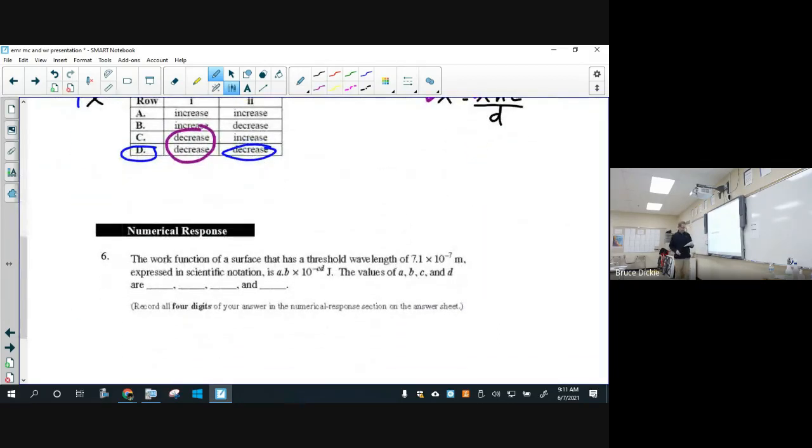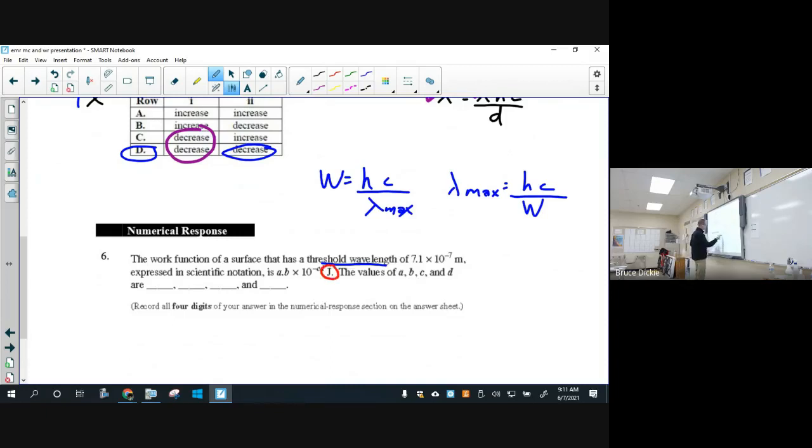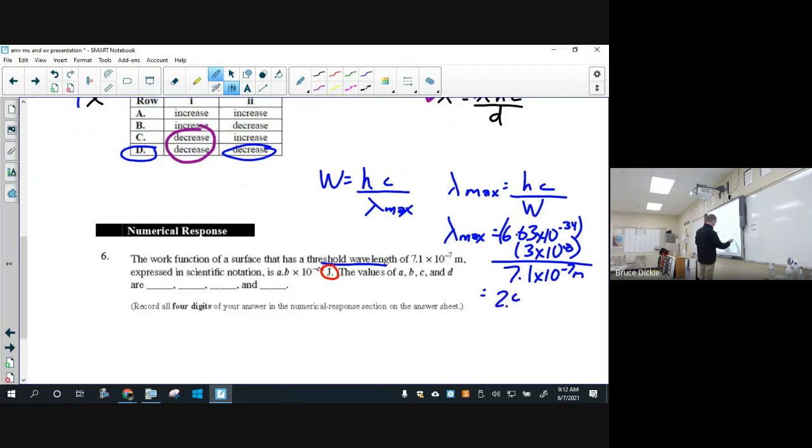Number 6, pretty straightforward photoelectric effect question here. The work function of a surface that has a threshold wavelength of 7.1 times 10 to the negative 7 meters is what? We're just going to say W is equal to hc over lambda max. Just cross multiplying there, right? Now, we're looking for the answer in joules. You could do it in electron volts if you wanted to, but since you're looking for the answer in joules, it makes sense to stick with joules throughout the whole question. So W is equal to 6.63 times 10 to the negative 34 times 3 times 10 to the 8 divided by 7.1 times 10 to the negative 7 meters. We do the math, and that works out to be 2.8 times 10 to the negative 19 joules. And we're going to express that as ABCD: 2819.